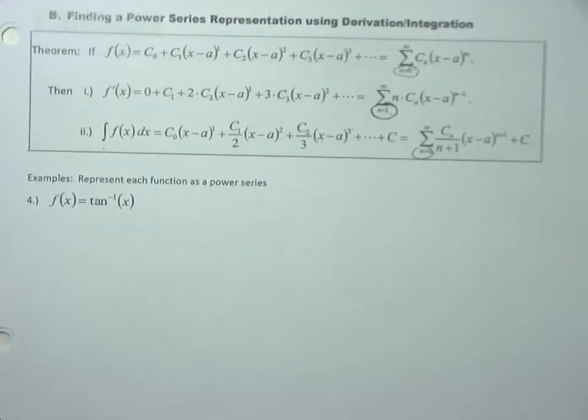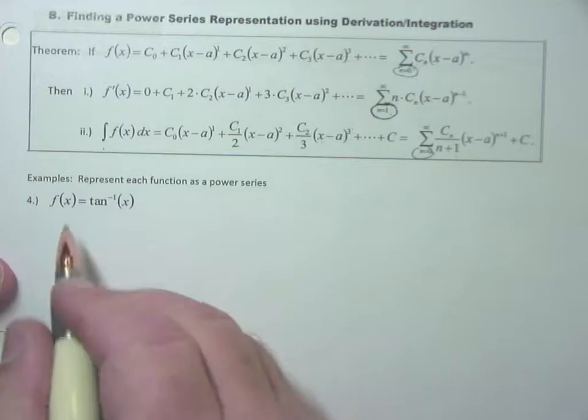So, here's a real problem right here. Look at this guy. f of x is equal to the arctangent of x. We want you to write a power series for this guy. The other guys were easy because they kind of look like a over 1 minus r to begin with. This one doesn't. It looks like arctangent of x. However, here's the trick. This is what we want.